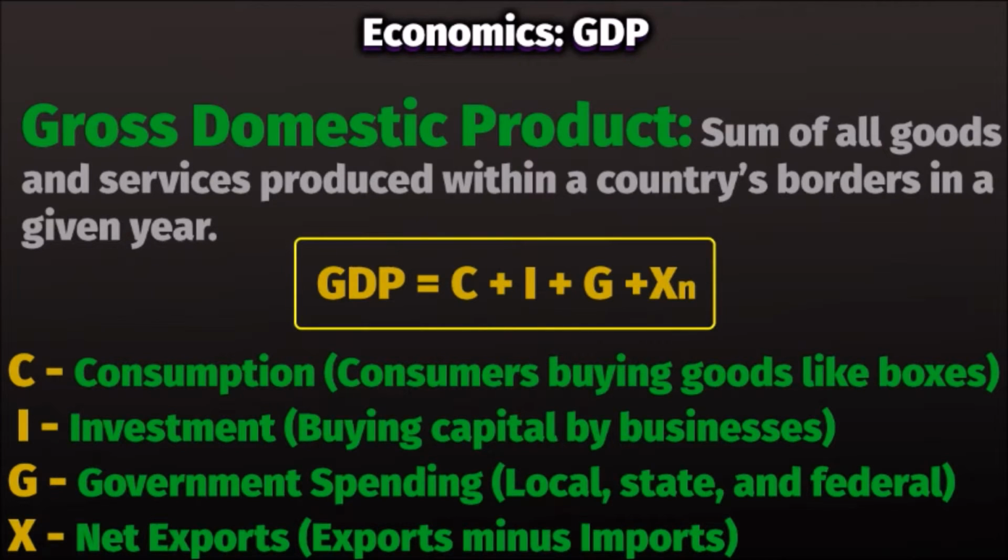And G is government spending. This is like the local, state, and federal levels. So this is things such as defense. And then X, or Xn, is net exports. And in this case, net exports is just exports minus imports. So if you have $2,000 worth of cars that you're exporting to a different country, and you're importing $1,000 worth of food, your net exports is $2,000 minus $1,000, which is $1,000 your net exports.